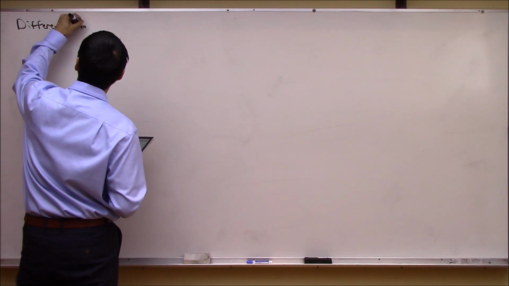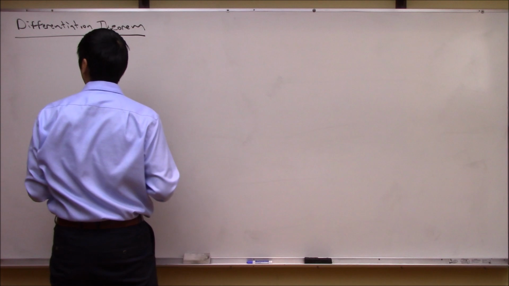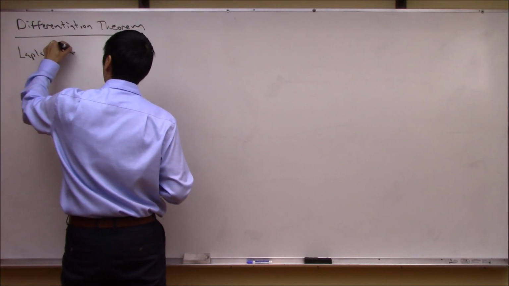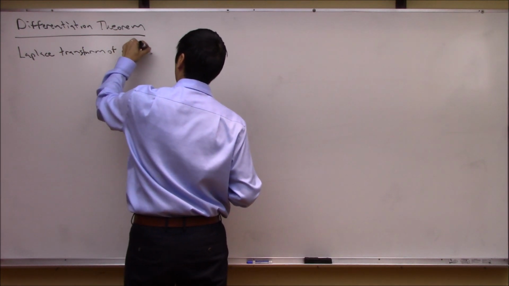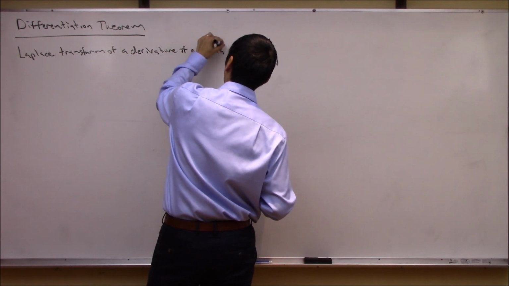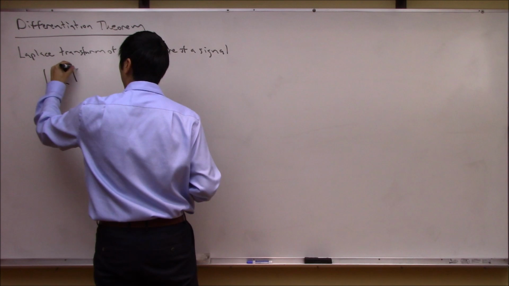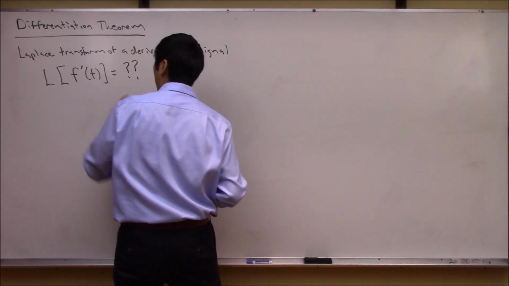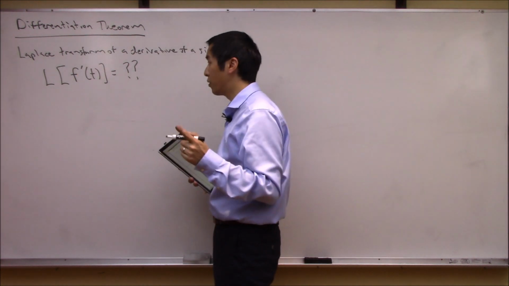Okay, so this here is what's called the differentiation theorem. Basically, what we're looking at here is I want the Laplace transform of a derivative of a signal. That's what we're gunning for. So what I want is some expression, Laplace transform of, say, f prime of t is equal to something, right? How can I get the Laplace transform of the derivative of one signal, okay?